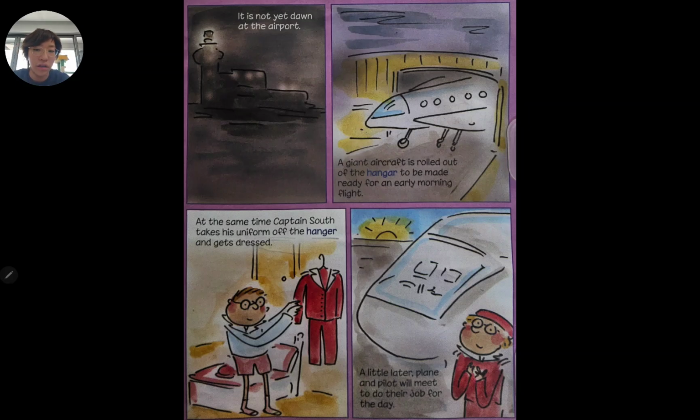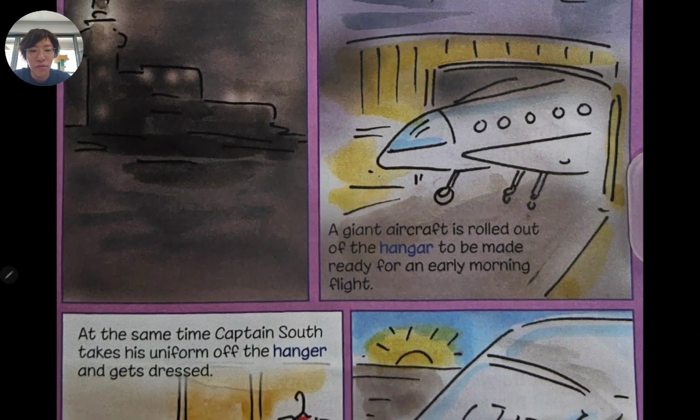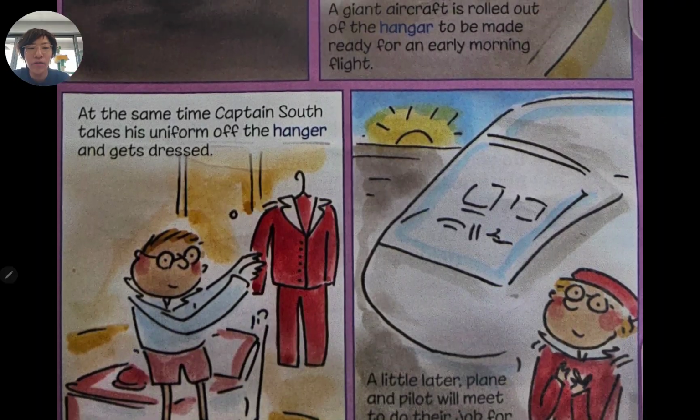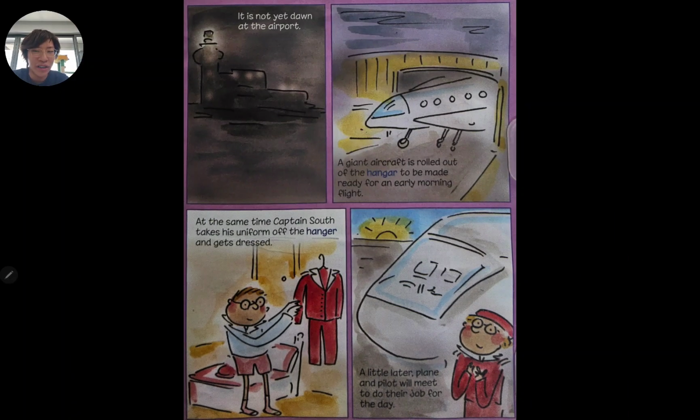Got it? Good. It's not yet dawn at the airport. A giant aircraft is rolled out of the hangar to be made ready for an early morning flight. At the same time, Captain South takes his uniform off the hanger and gets dressed. A little later, plane and pilot will meet to do their job for the day. Why does he look like a flight attendant?